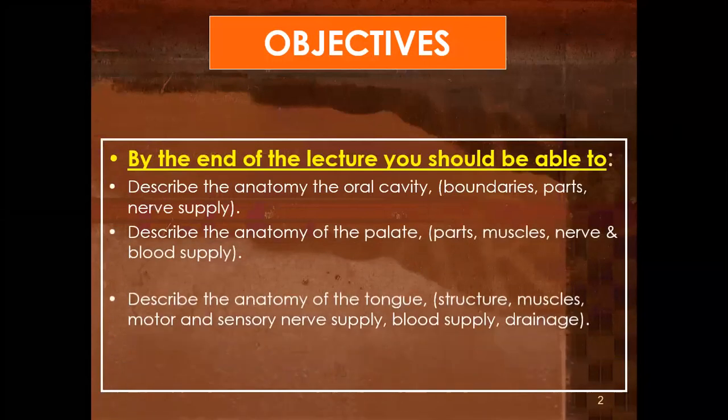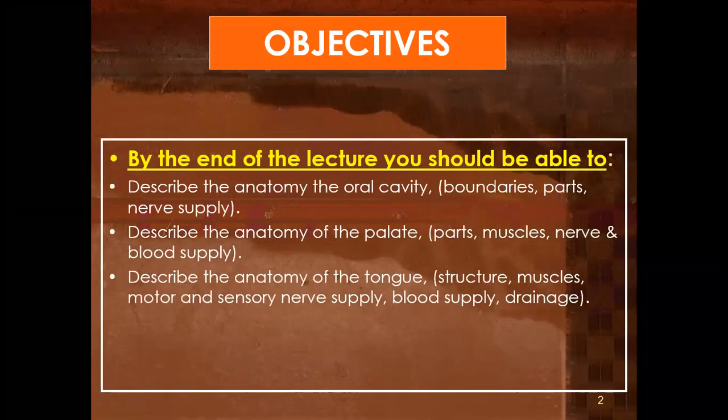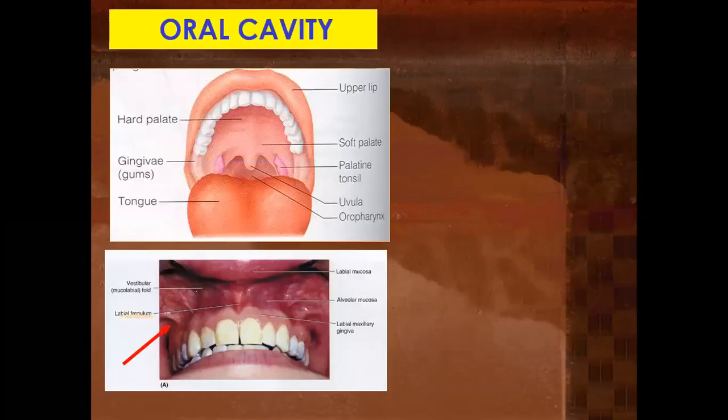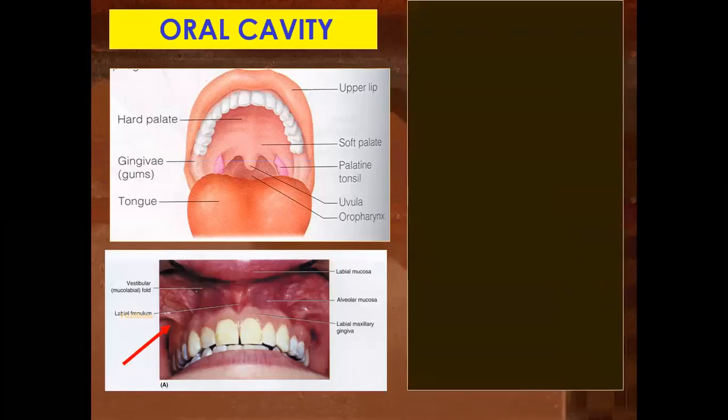Okay, coming to the objectives, these are the objectives for us. Describe the anatomy of the oral cavity and its details like boundaries, parts, and supply. Describe the anatomy of the palate, then anatomy of the tongue, as well as the pharynx and the esophagus. Okay, so we'll go directly to the oral cavity.